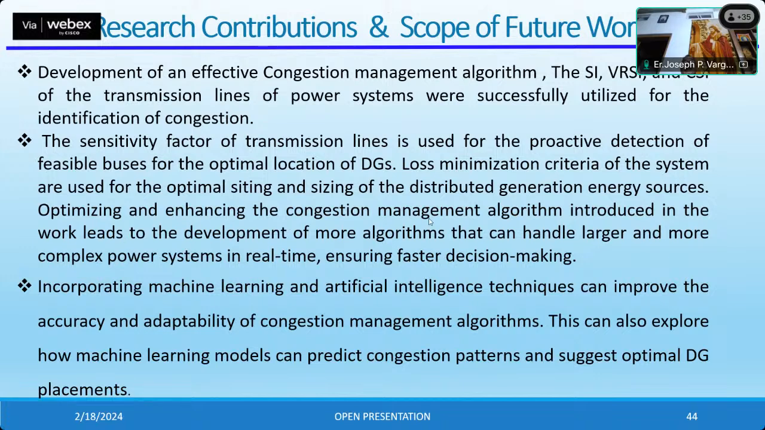Optimizing and enhancing the congestion management algorithm introduced in the work leads to the development of more algorithms that can handle larger and more complex power systems in real time, ensuring faster decision making. What is the scope of future work? Here, incorporating machine learning and artificial intelligence techniques, we can improve the accuracy and adaptability of the congestion management algorithm. Our algorithm is termed the load flow based system indices allied algorithm. If we incorporate artificial intelligence, we will get the best results. This can also explore how machine learning models can predict congestion patterns and suggest optimal DG placements.